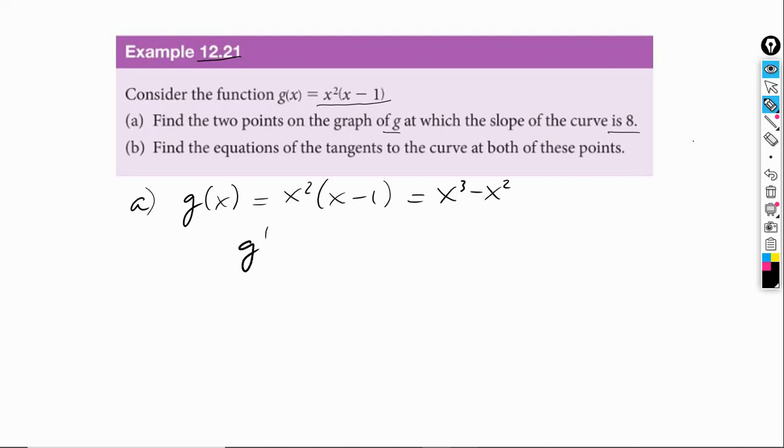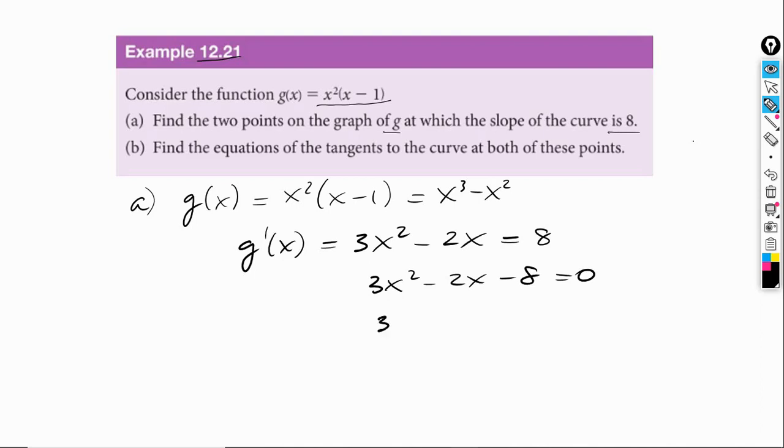And then the derivative of g of x is going to be 3x squared minus 2x. So they want us to find the points at which the slope is equal to 8. So that means that they want to find out where this equals 8. So this is a quadratic equation, as you can see. Now this is the same as saying 3x squared minus 2x minus 8 is equal to 0. And then if we factor this, we're going to get 3x plus 4 times x minus 2.